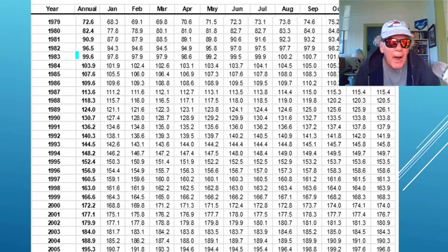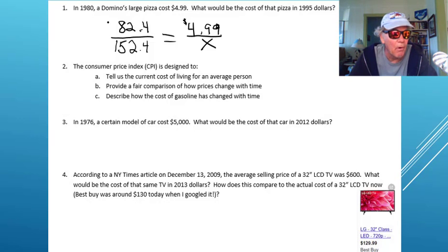Okay, so we're going to need the annual rate for 1980, which is 82.4 there, and the annual rate for 1995, which is 152.4 there. So we're going to use those two numbers as a ratio. Remember, this is our fixed basket of goods. What this ratio is really saying is that if something cost $82.40 in 1980, that same basket of goods would cost $152.40 in 1995.